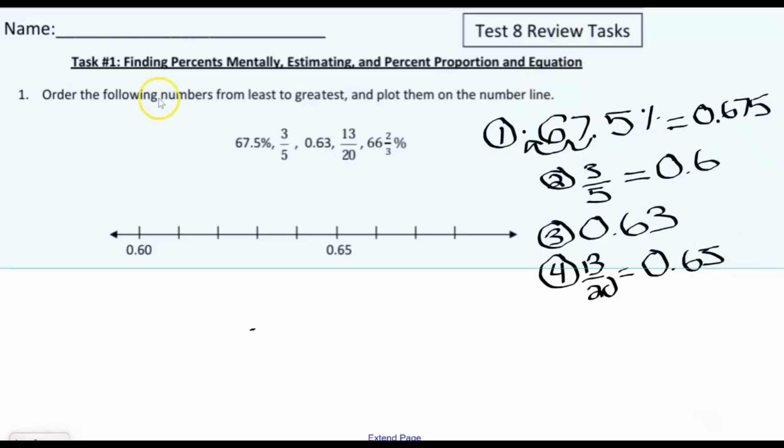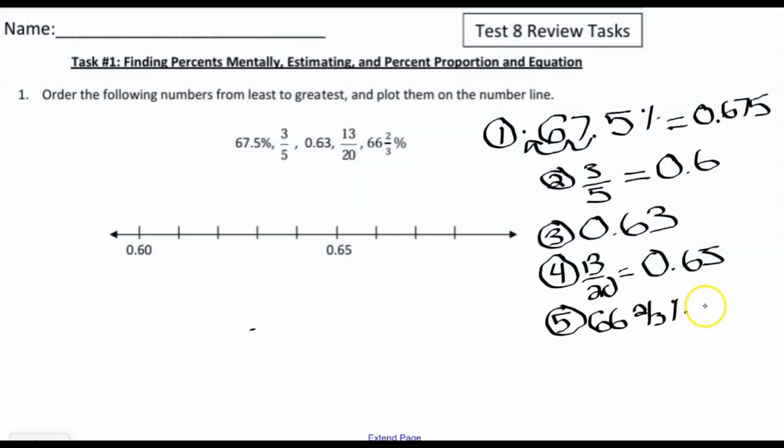And lastly, we have the last one, which is number 5, which is 66 2/3%. And as a decimal, number 5, also known as 66 2/3%, is equivalent to the decimal 0.66. I'll put another 6, repeating forever for the rest of its life.